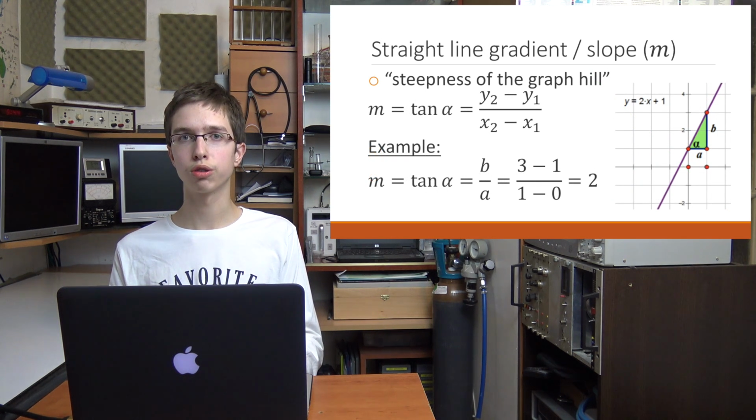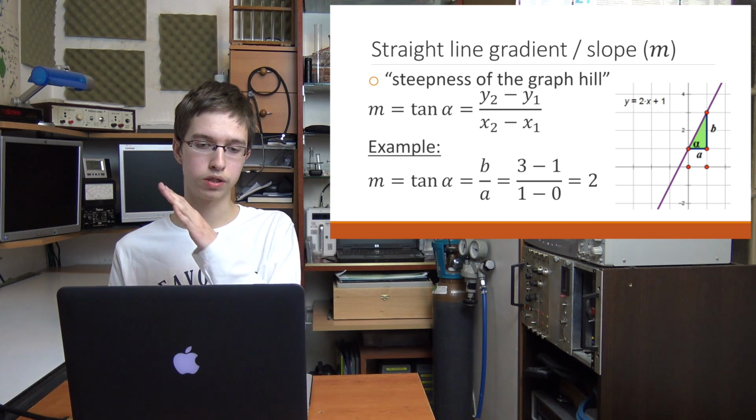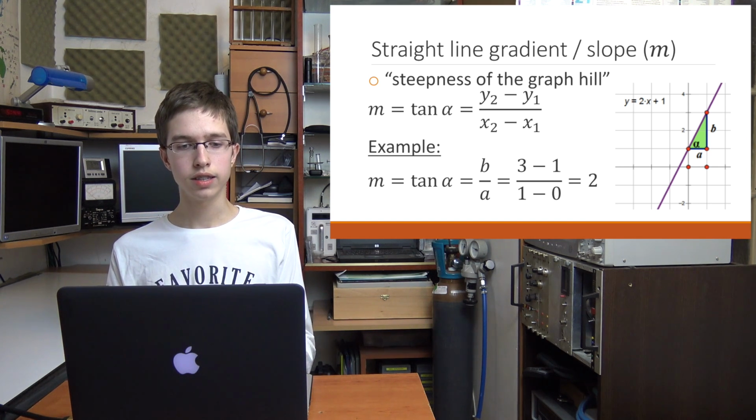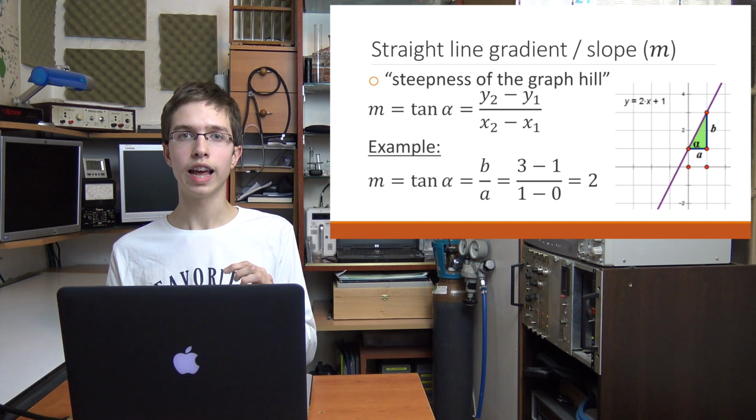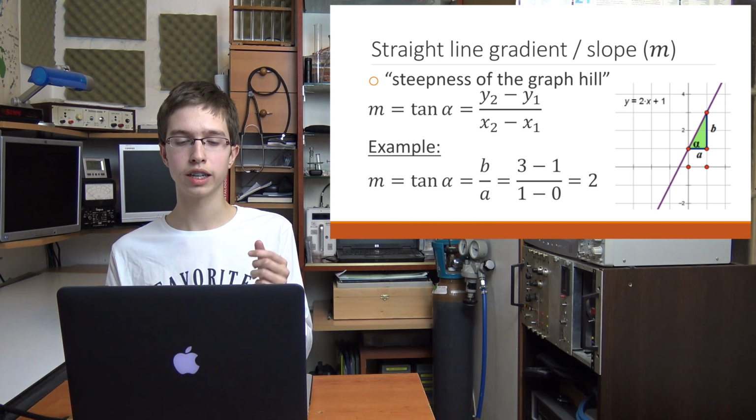Straight line gradient or slope, marked with m, we can define as the steepness of the graph, like a hill. It is, as we can see in the picture, the tangent of this angle alpha, and it is also the proportion of the difference in y and the difference in x coordinates of two arbitrarily chosen points on this straight line. And we have here this example.